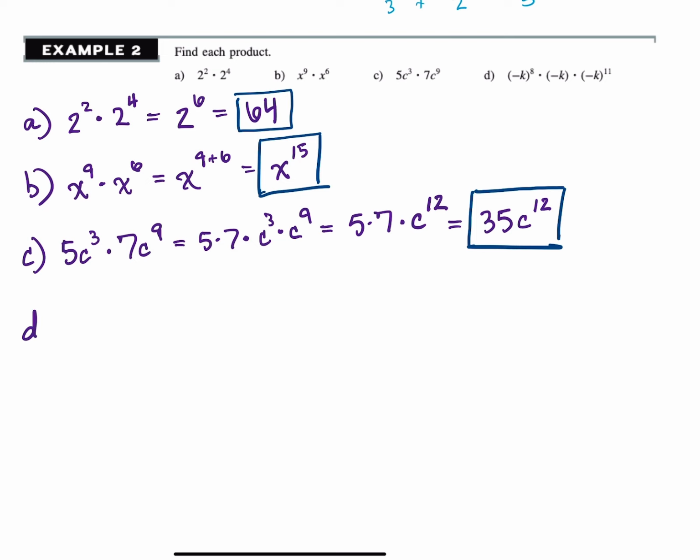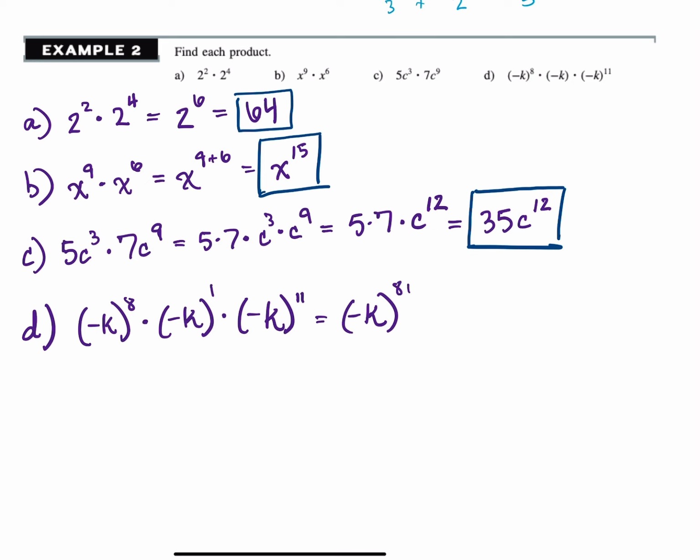Part D has multiple terms, but the same rule will apply. So we have negative k to the 8th power times negative k times negative k to the 11th power. And there's no exponent here, but we can say this is technically to the first power. That will help in adding things up. So our base is negative k, so that would stay the same. And then we would add the exponents. So 8 plus 1 plus 11. Looks like that would add up to 20. So negative k to the 20th power.